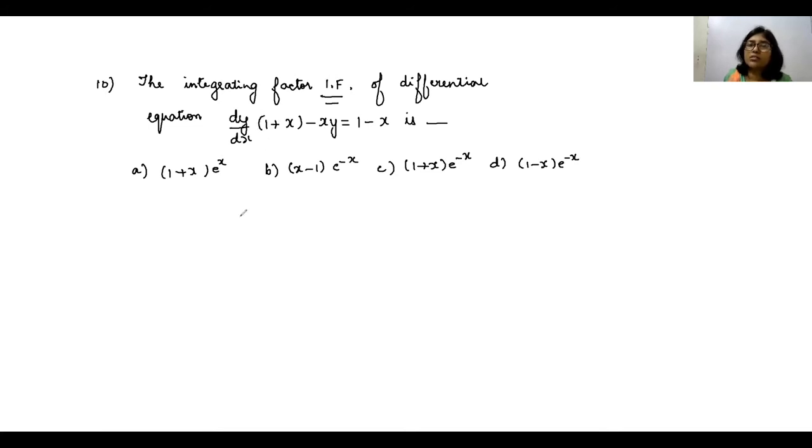First let us convert this to the standard form, dividing the whole equation with 1 plus x.